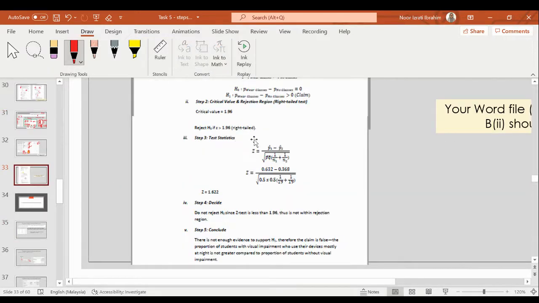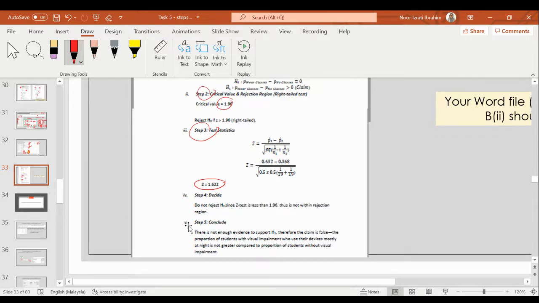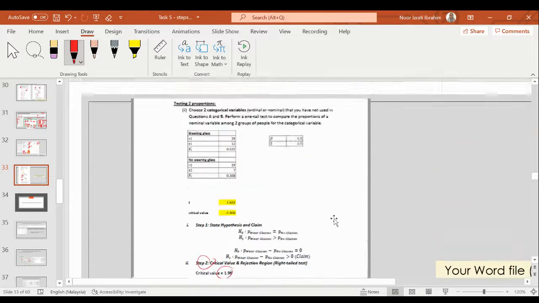So for step 3, you just mention your test statistic, and step 2, you just mention the CV. And you will do your decision and conclusion.